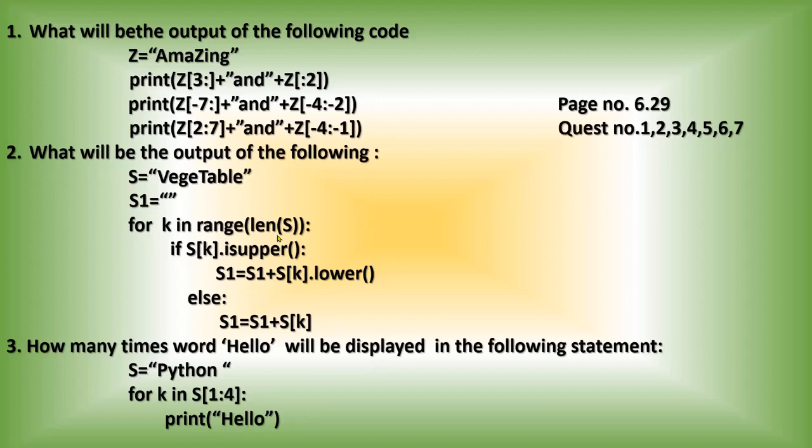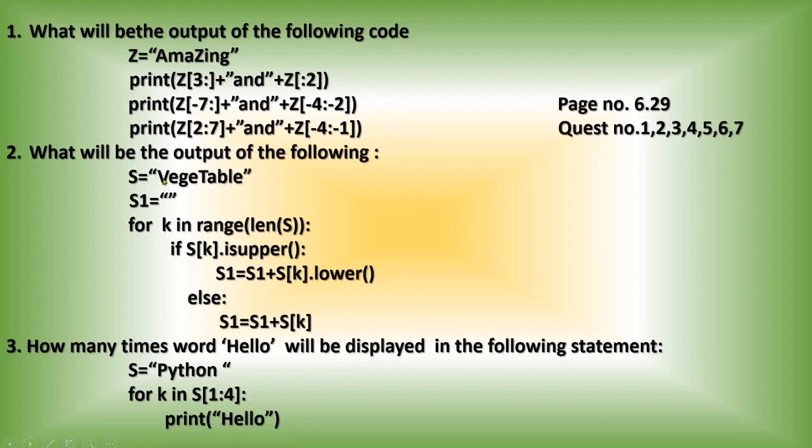Here the len of s means the length of s. So here the length of s is 9. So 0 to 9, the loop will run from 0 to 9. 0 to 9 means 0 to 8, excluding the last value. So from 0 to 8. See that the first value of k is 0. Now s of k. So that means s of 0. S of 0 means which character? The character is capital V.